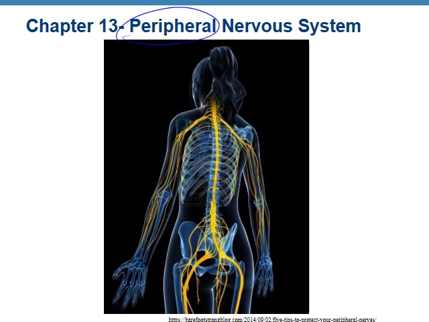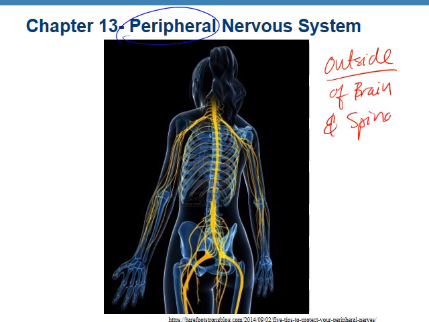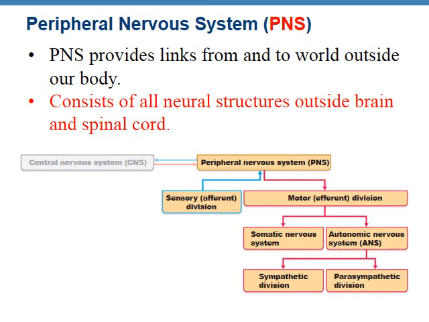We're going to start the peripheral nervous system. So remember, this is outside of brain and spinal cord. So once that nerve exits the spinal cord through the intervertebral foramen, we're now in peripheral nervous system.